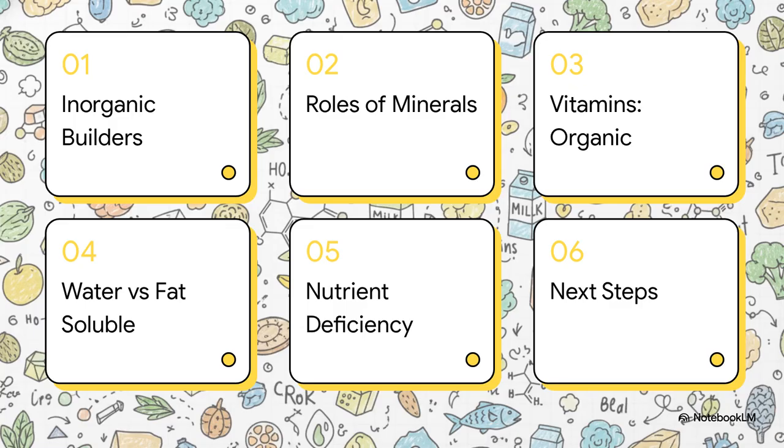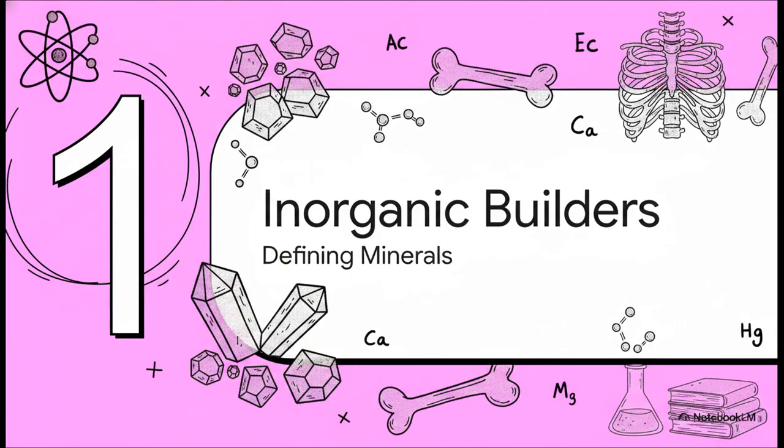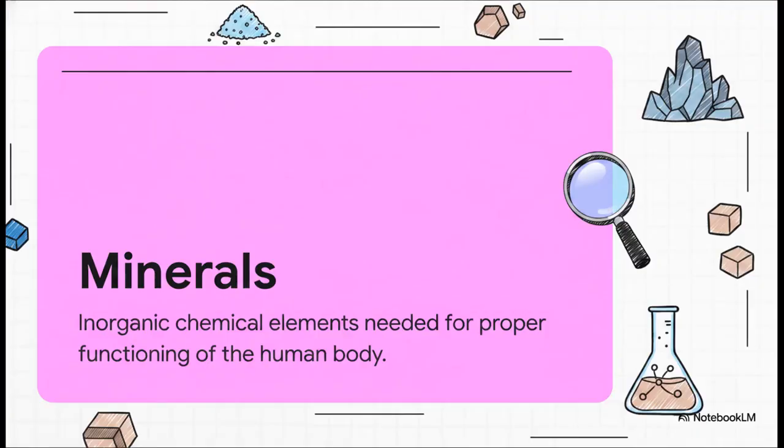Let's jump right in. Section 1. Meet the inorganic builders. Defining minerals. So what are we actually talking about here? The absolutely crucial point for your notes is that word inorganic. In chemistry, when we say inorganic in this context, we mean these are elements outside of your typical carbon, hydrogen, oxygen, and nitrogen compounds. They are fundamental, raw chemical elements from the earth. Think of things like sodium chloride, literally the table salt in your daily diet. Your body desperately needs these raw elements to function properly, but how exactly does it categorize them?